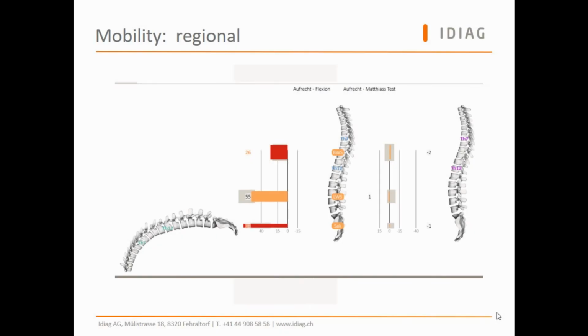When looking at the regional movements, you can see that the postural competence is very good, showing almost no deviation from the normal posture. The flexed spine, however, shows that there is a hypermobility in the thoracic spine as well as in the hip. You can see this by the red bars being longer than the gray reference bars. Overall, the flexibility of the spine is good.